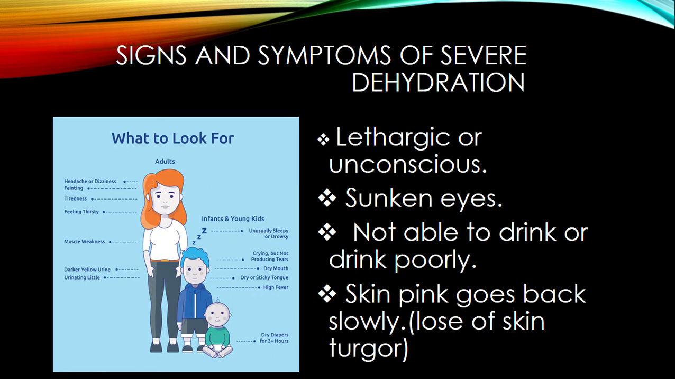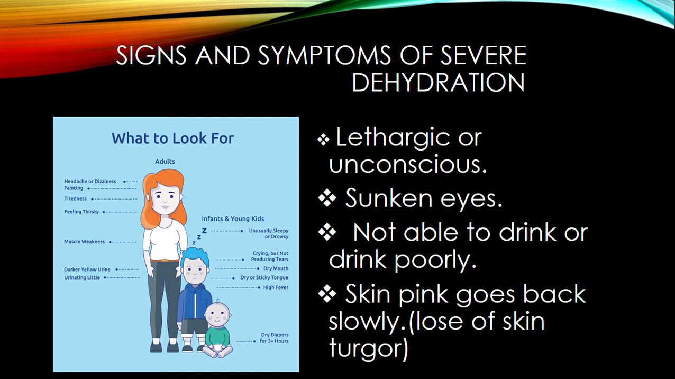So severe dehydration simply means this child or this patient has lost a lot of body fluids and electrolytes, such that they become lethargic or unconscious. This child can also be in hypovolemic shock because of the loss of the body fluids and electrolytes. Then the eyes will be very much sunken.